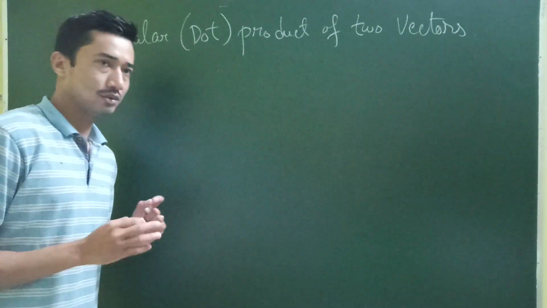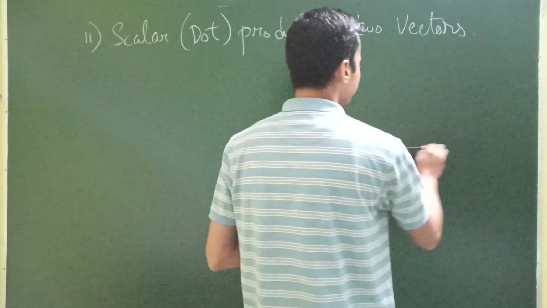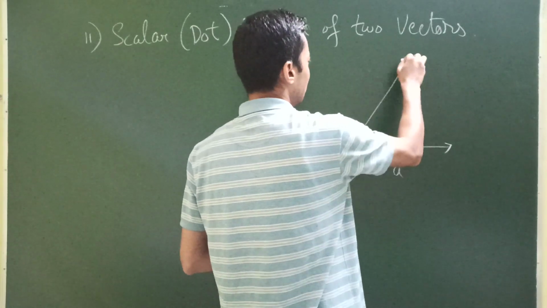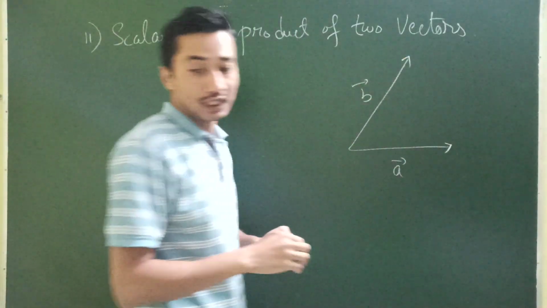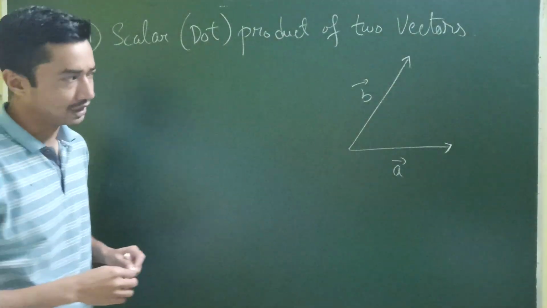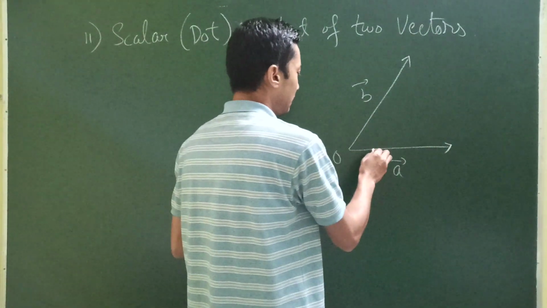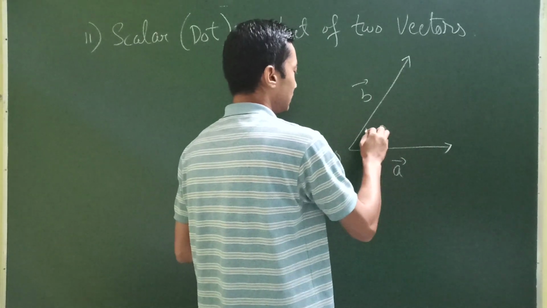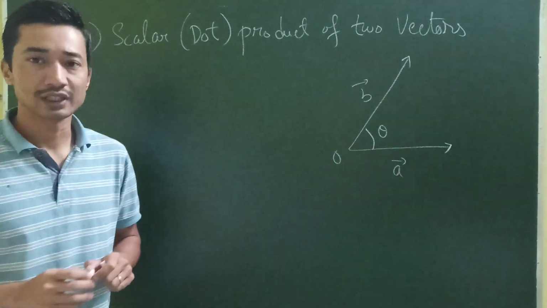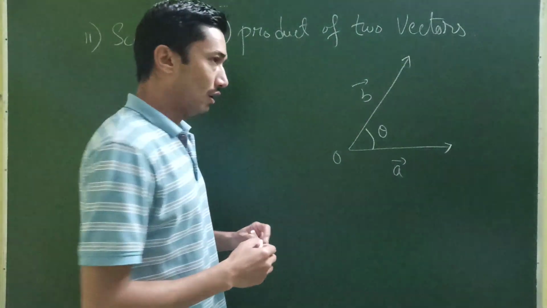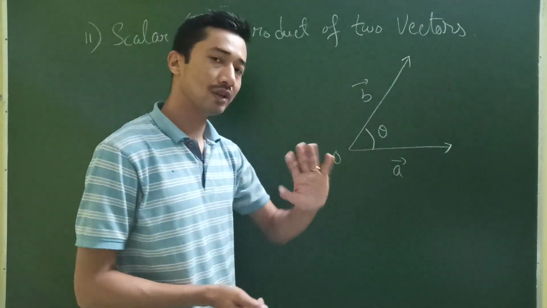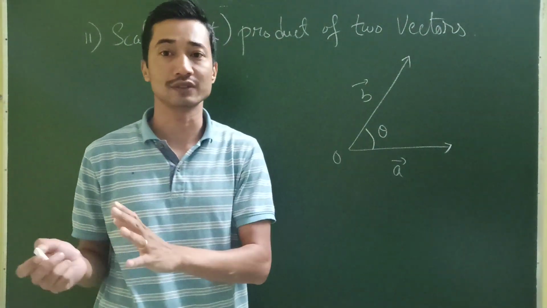Now let us assume two vectors, vector A and vector B, and that they are making an angle theta between them. Of course, we have the special cases when they are parallel in the same direction, when they are perpendicular. Don't worry, have patience. We're going to study one after the other.